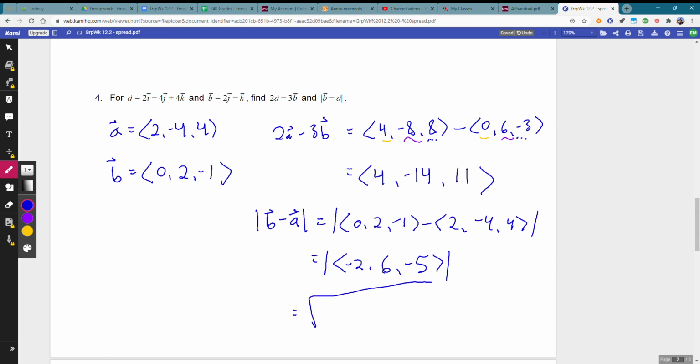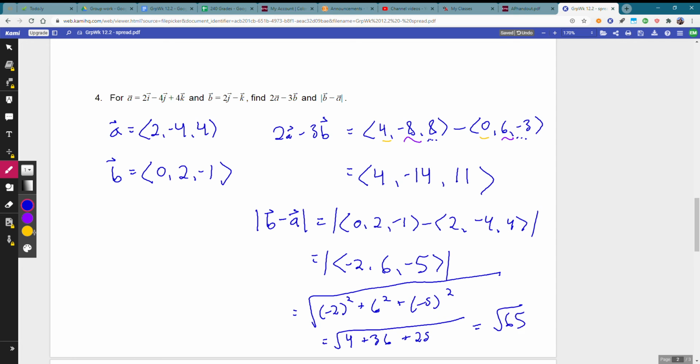So here we have our generalized Pythagorean theorem going on. And so negative 2 squared plus 6 squared plus negative 5 squared. So what do we get? Root 4 plus 36 plus 25. So 40 plus 25, so 65, root 65. So that's the vector and the size that we get from those two computations.